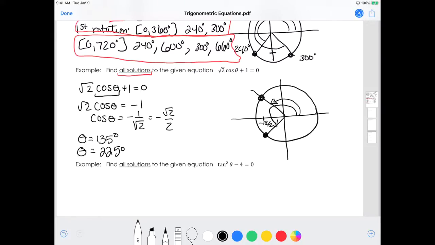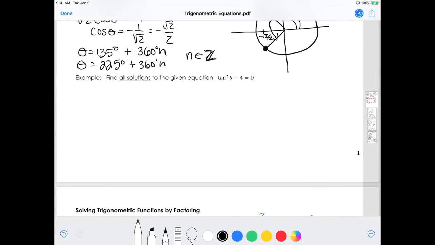Since we want all solutions, we want to take into consideration that I could add in multiples of 360 and still land in that same spot so that I get the terminal point with an x coordinate of negative square root of 2 over 2. So I'm going to make sure, since it's asking for all solutions and not just solutions on the first rotation, that I add in 360 degrees n and 360 degrees n, where n is in the integers. That way, we take into consideration all of those rotations.